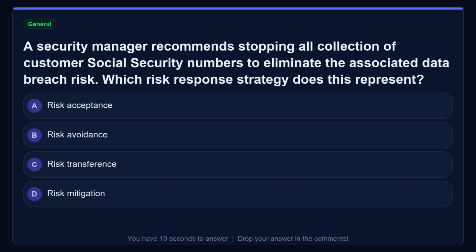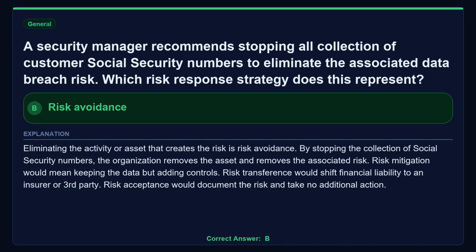A security manager recommends stopping all collection of customer social security numbers to eliminate the associated data breach risk. Which risk response strategy does this represent? The correct answer is B, risk avoidance.